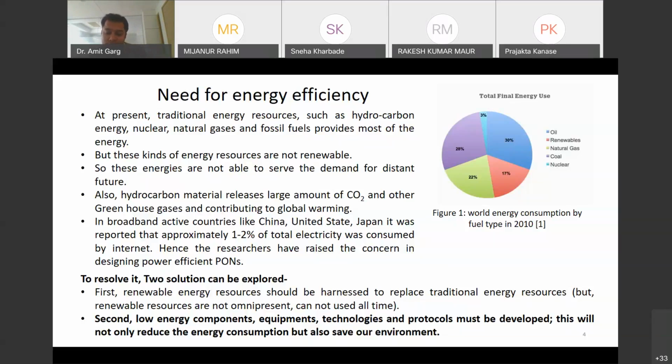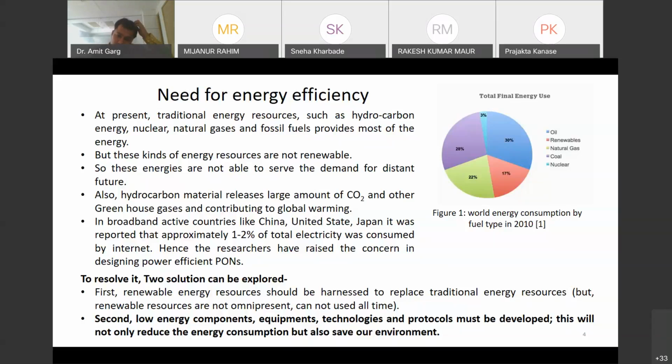I'm not talking about the energy that is consumed by the devices itself. That is a different aspect. Suppose the number of mobiles will increase, then definitely we need to charge the mobiles. But from a service provider point of view, the service provider needs to have lots of energy to provide the services.